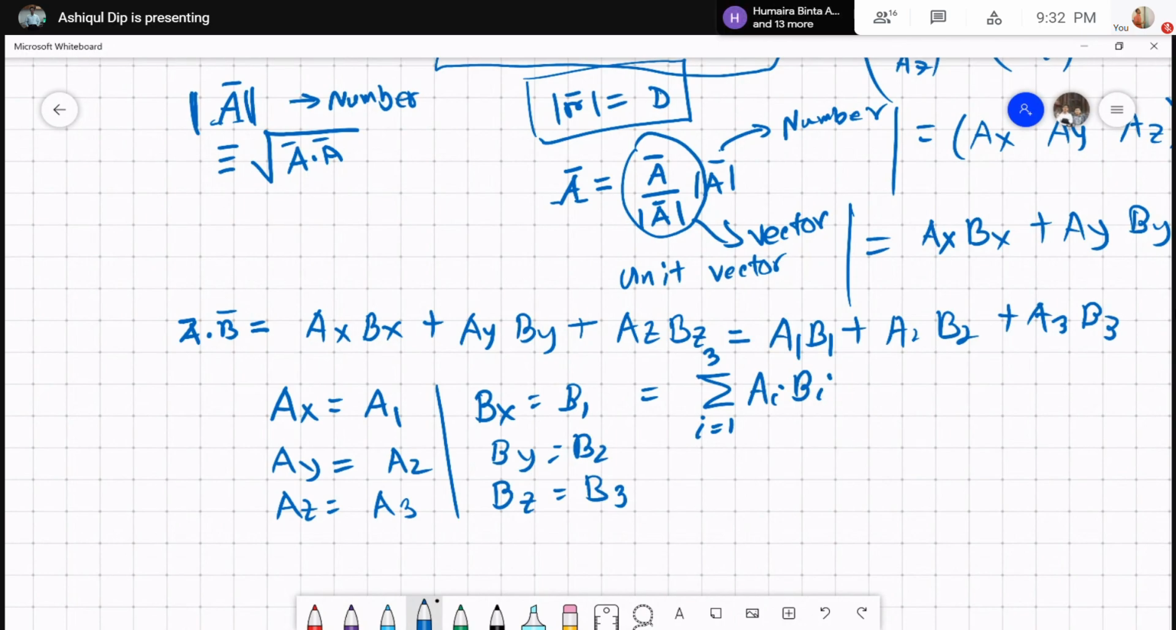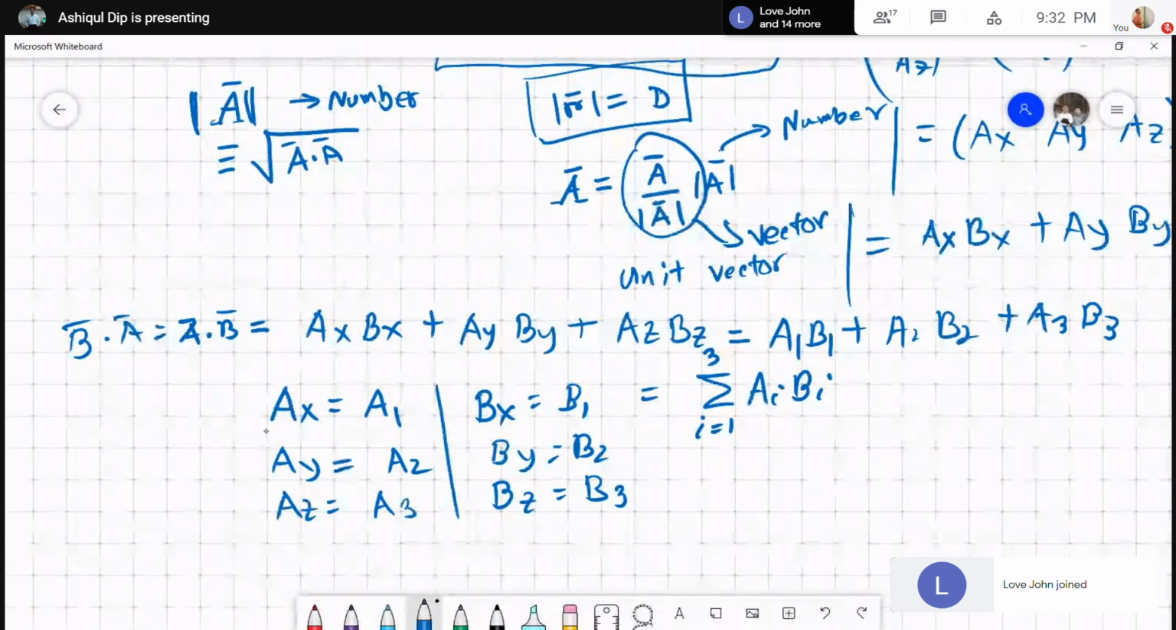Okay, so one important property of the dot product is that it's symmetric. That means A dot B equals B dot A as well, right? We all know that, and we can easily prove this. You can just verify it, and actually you can see it easily from this formula.